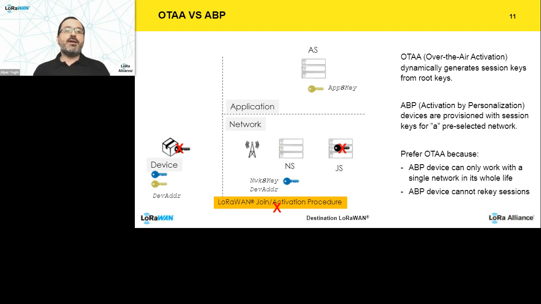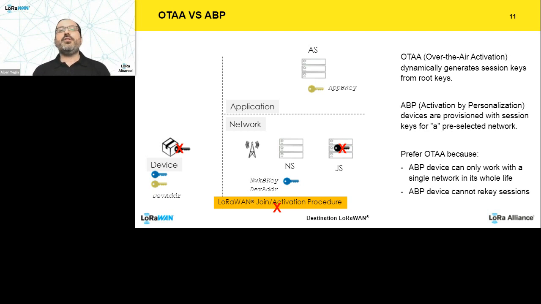But otherwise, in any typical case, we highly recommend using the OTA, the over-the-air activation procedure or mode. And the reason is, with the OTA, you're able to regenerate the session keys, which provides more strength to your security. Instead of using the same session keys over and over again, or before you run out of the frame counters, you can always run the join procedure again and generate new fresh session keys. That's possible with the OTA.